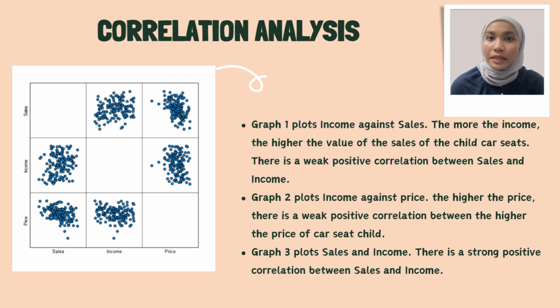For correlation analysis, we can see in the scatter plot matrix that graph 1 plots income against sales. Generally, the more the income, the higher the value of the sales of the child car seat. There is a weak positive correlation between sales and income. Graph 2 plots income against price, and it is seen that there is a weak positive correlation between income and the price of the child car seat. While for graph 3 plots sales and income, there is a strong positive correlation between sales and income.